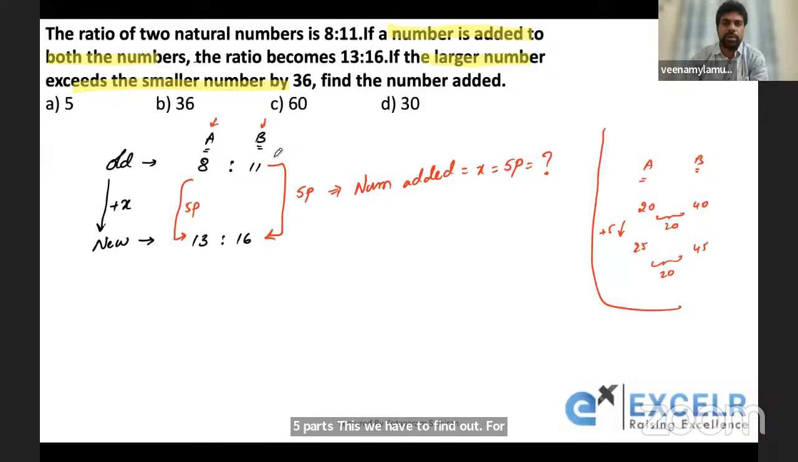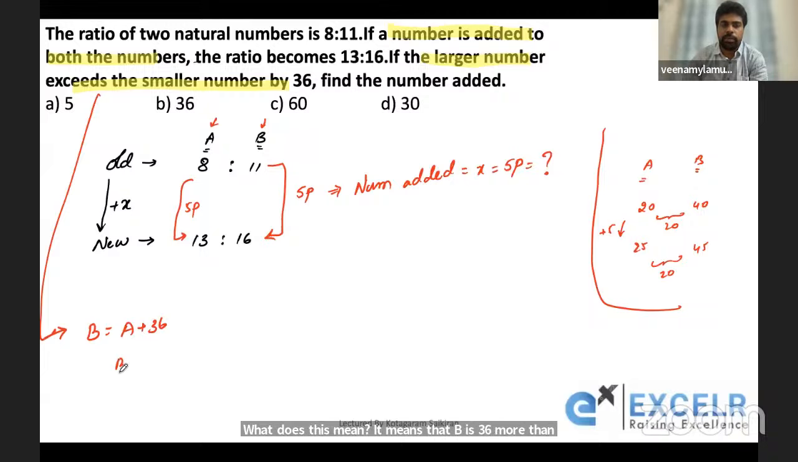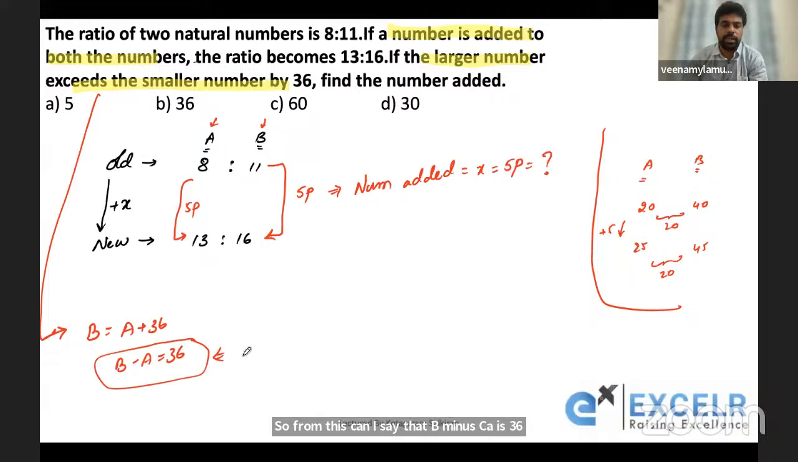For that, he has given one clue. If the larger number exceeds the smaller number by 36, what does this mean? It means that B is 36 more than A. So from this, can I say that B minus A is 36? B minus A is 36. This is given in the question.